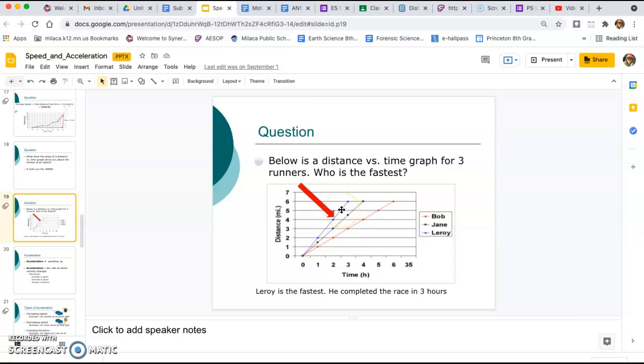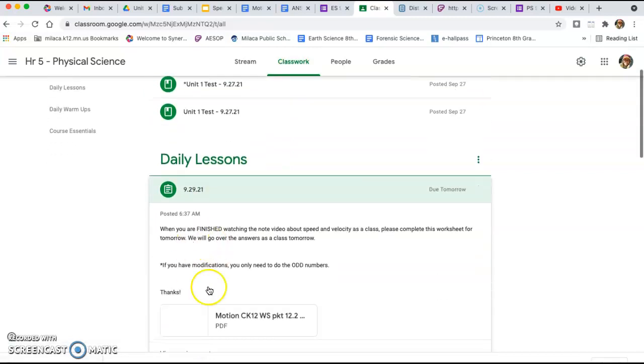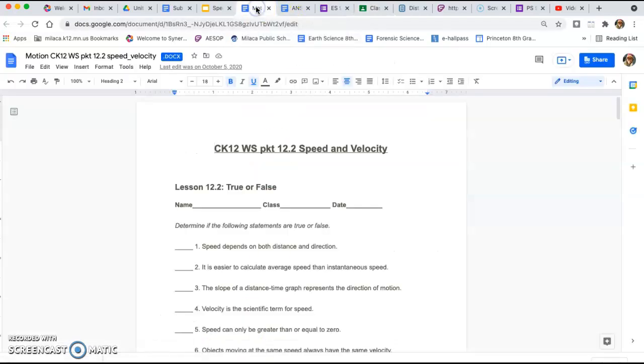All right. So what I want you to do now is go on to Google Classroom under the Classwork tab, Daily Lessons. I do have an assignment for you. It is the CK12 worksheet again. And it is speed and velocity. So complete that, work on it for tomorrow.